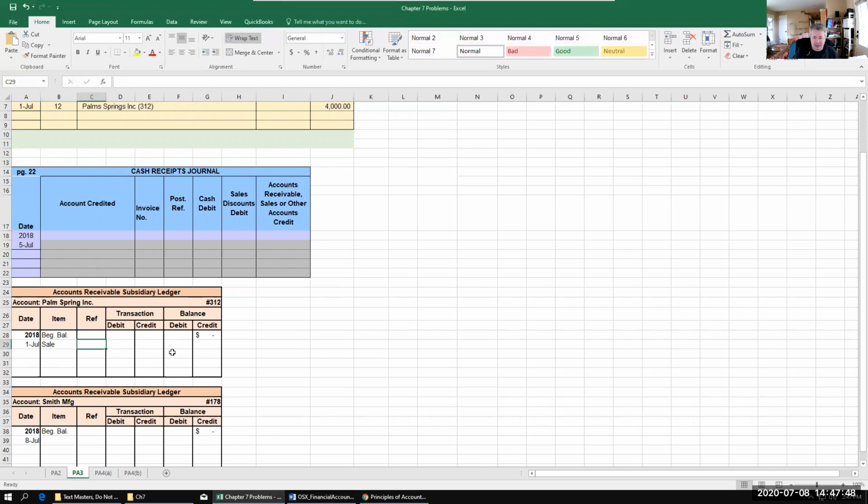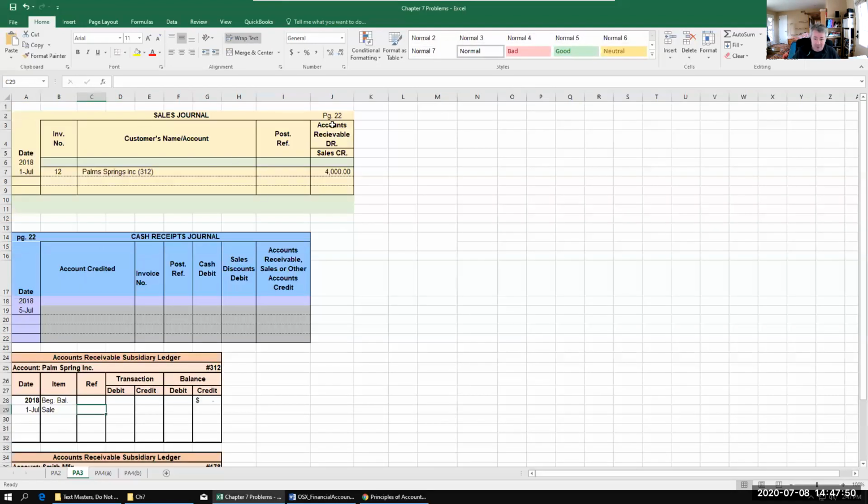So the item, it's a sale. Reference is we're going to go back up and see what page, because we're going to reference the page. We have our sales journal. We call that SJ 22. And it was a debit because of the accounts receivable debit, sales credit. So this is the accounts receivable subsidiary ledger. So we're only worried about the debit here of $4,000.